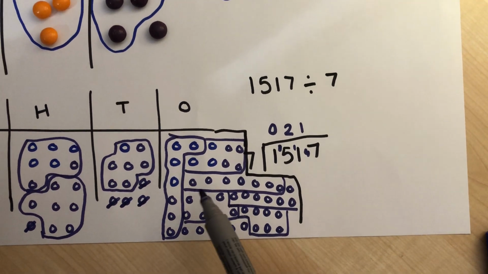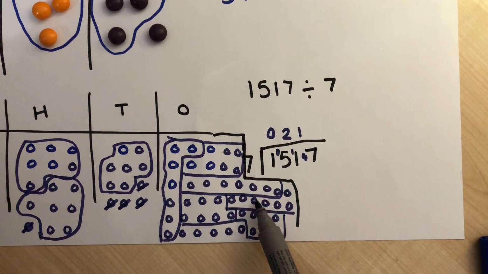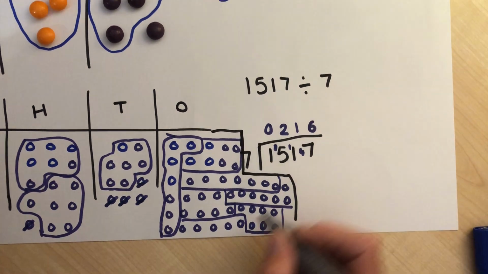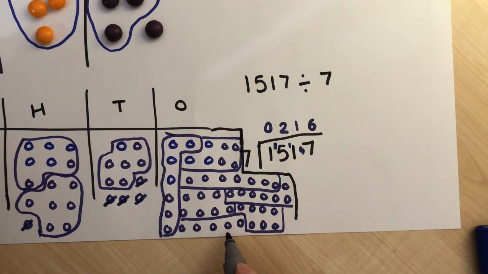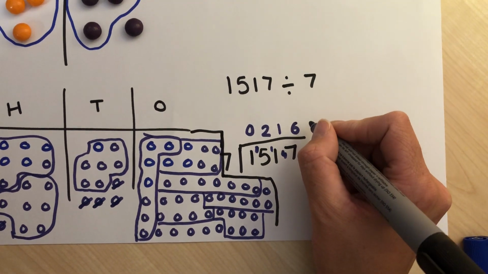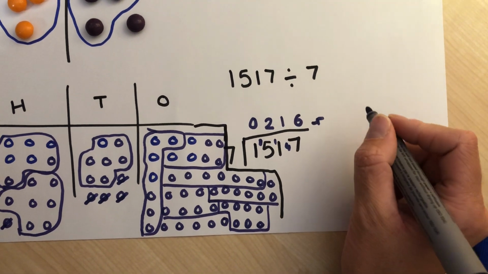So I then go back and count the groups. So I've got 1, 2, 3, 4, 5, 6. So I've got 6 here. And you can see that I have 5 left over that haven't been able to be fitted into a group. So again, I put the little r and then I put the number 5.